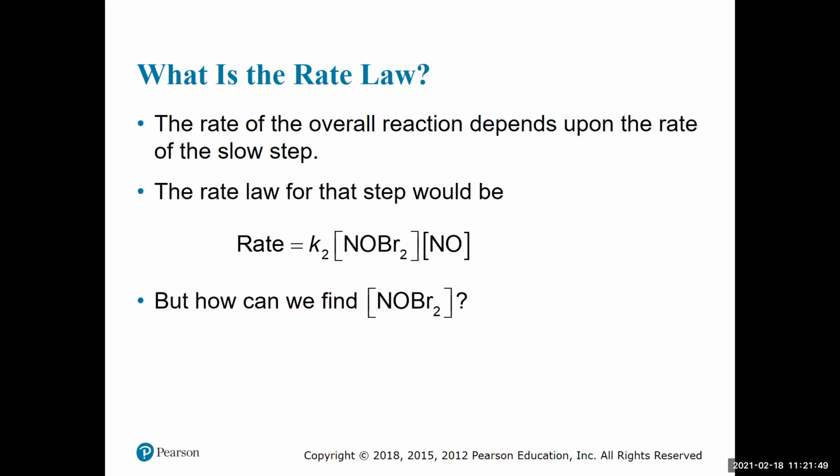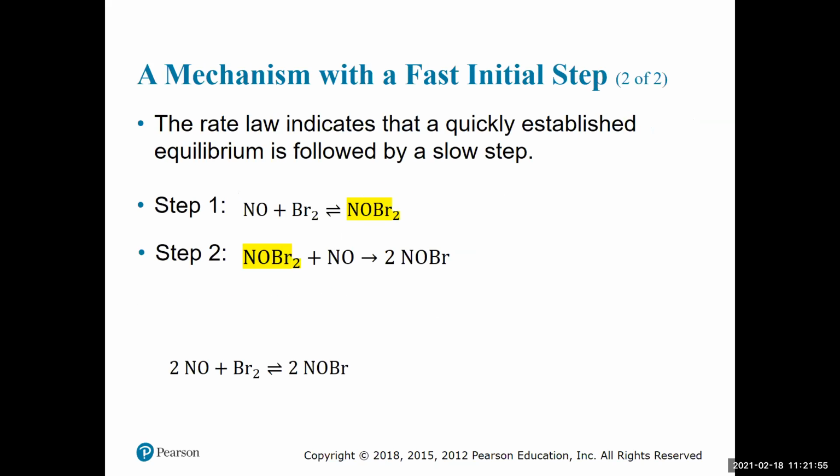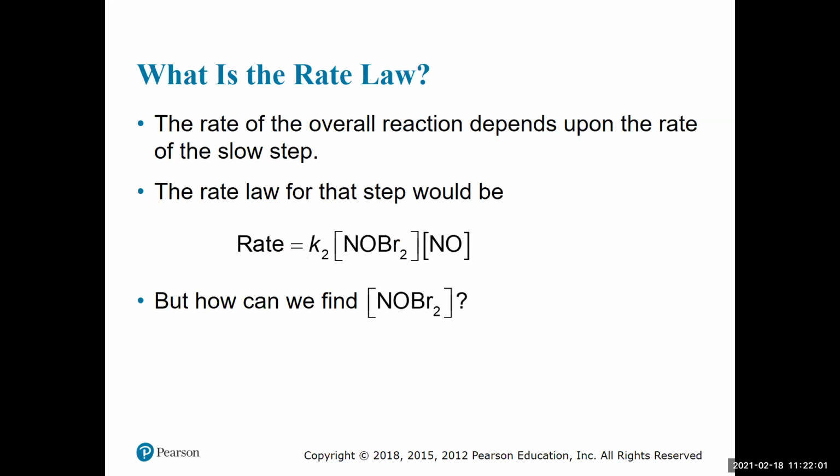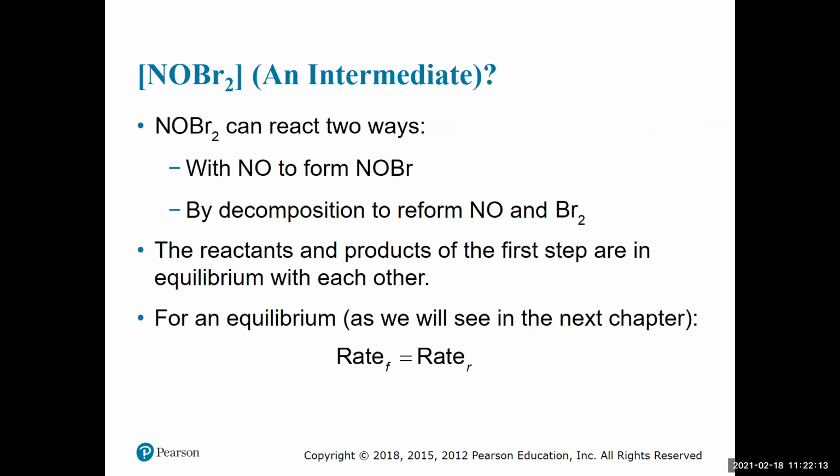So in this case, we said that we have a rate limiting reaction step, which is number 2. So that's the one we're interested in. And we're told that the rate for that reaction was determined to be K2 times the NOBr2 concentration times the NO concentration. So how do we find NOBr2?